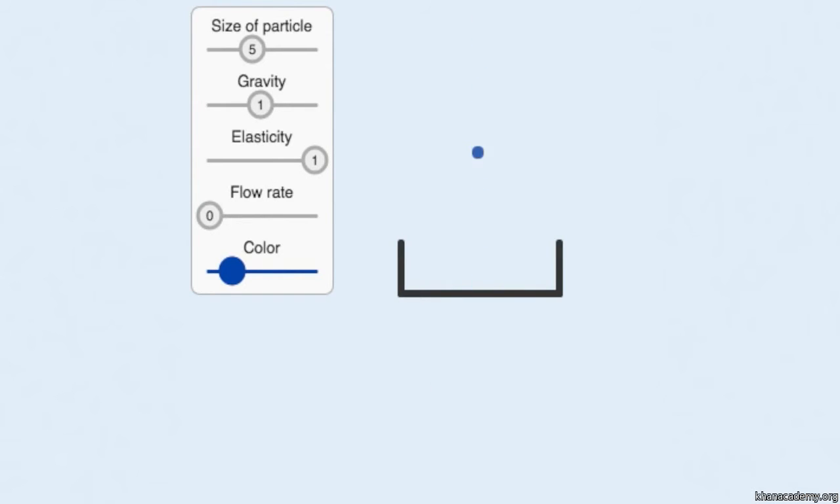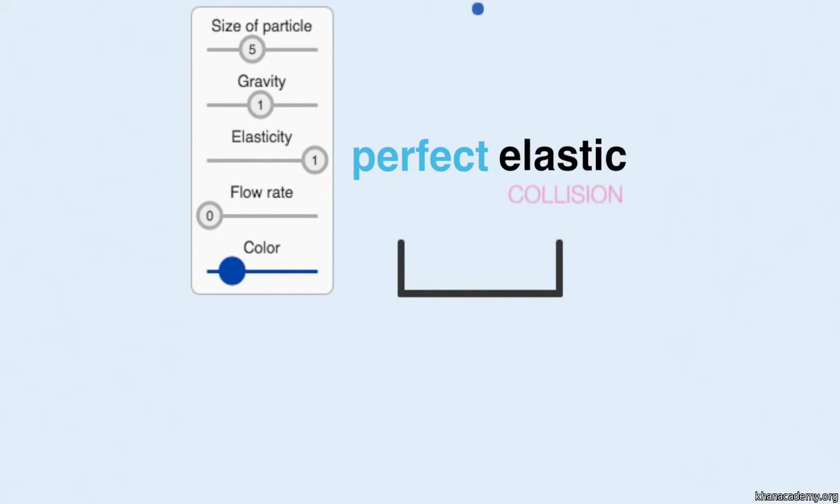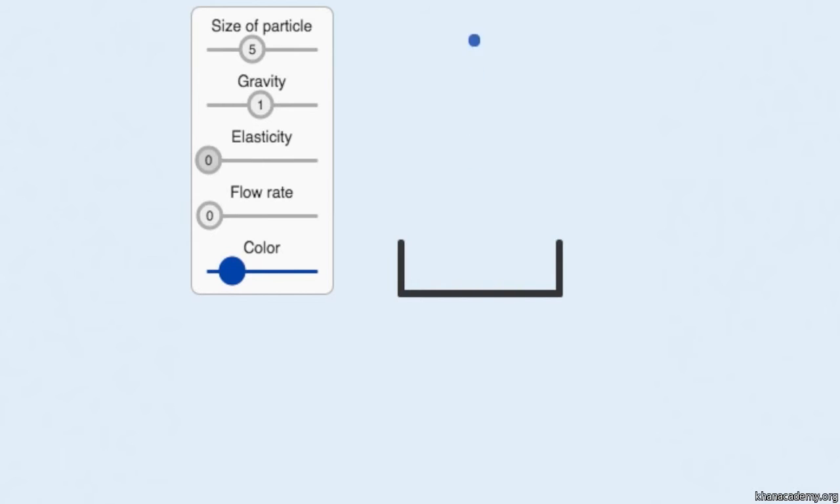It'll bounce forever. This is called a perfectly elastic collision, and it's something that doesn't happen in real life. A value of 0 means the particle loses all of its energy, in this case sticking to the floor. Intermediate values give the particle more realistic motion.